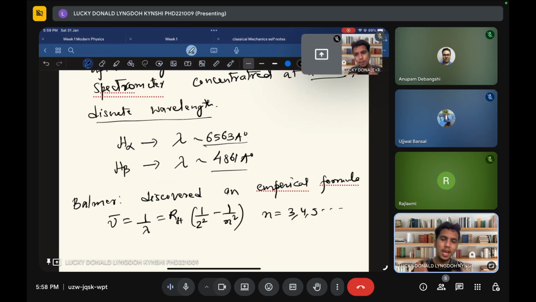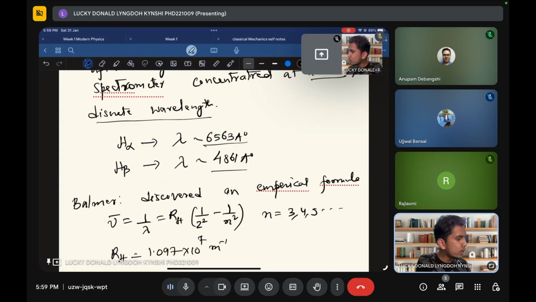The emitted radiation has certain wavelengths, let's say lambda 1, lambda 2, and each of these lambdas has certain discrete values. This R_H is in fact 1.097 times 10 to the power 7 meter inverse.